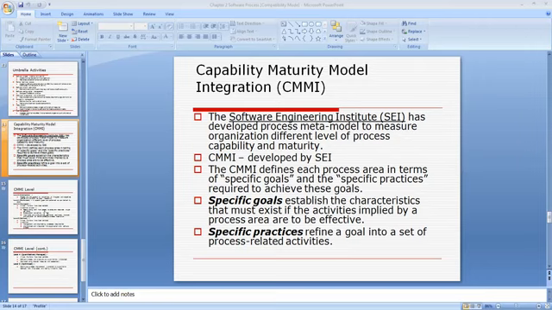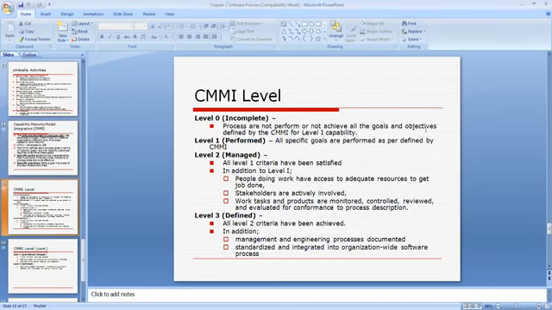This is the CMMI model. Now we will see the CMMI levels one by one. There are 5 levels in CMMI, that is called the CMMI levels.